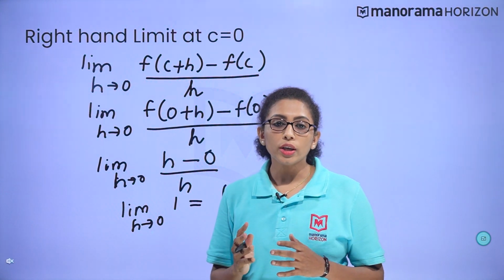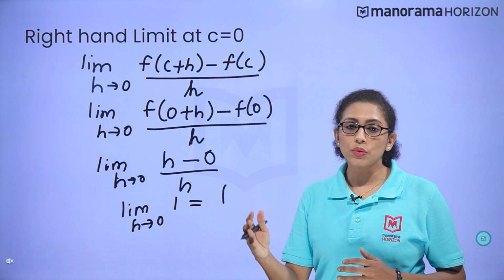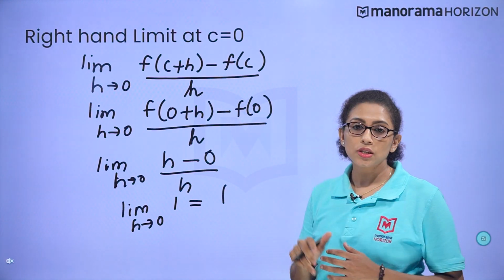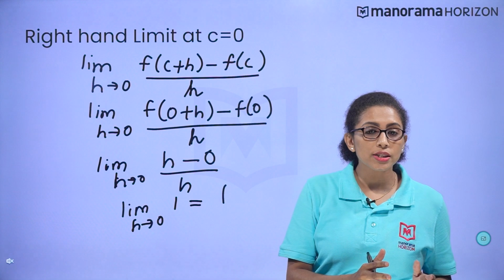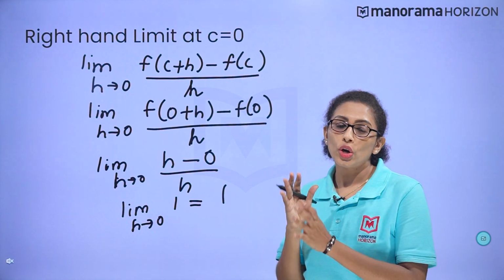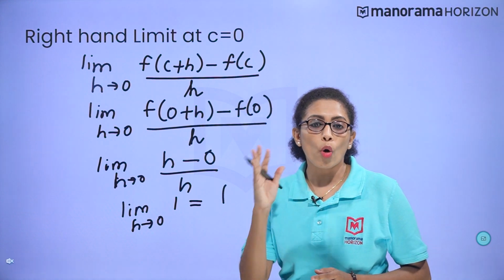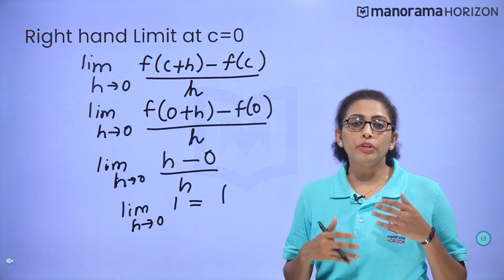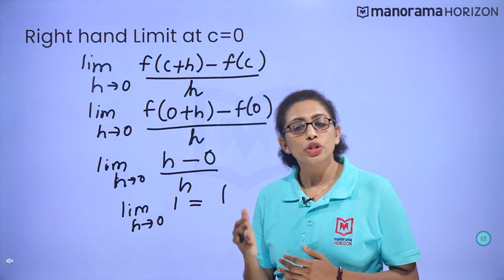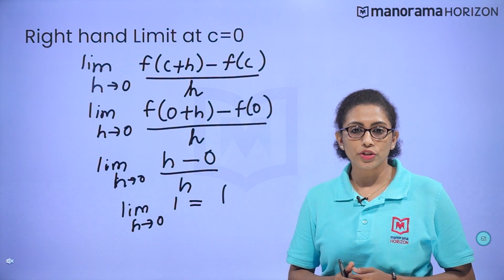So we got the left hand limit as minus 1 and the right hand limit as 1. So the left hand limit is not equal to the right hand limit. So f is not differentiable at the point 0. So we have learned the conditions for a function to be differentiable at a point.